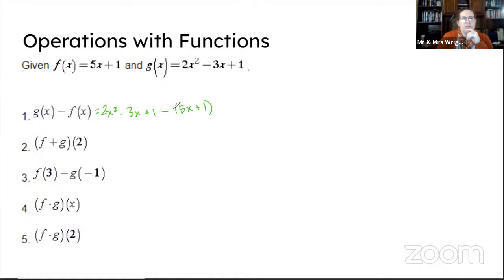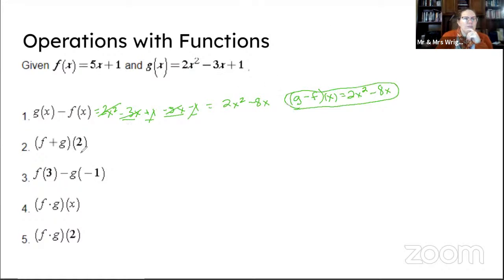Now if I distribute that negative, what's going to happen? My 5x is going to become negative, and my 1 will become negative. I'm just going to rewrite this, because I don't have much room. It became negative 5x and negative 1. Now this equals 2x squared. Let's combine our like terms: negative 3x and negative 5x is going to be negative 8x, because if you have the same sign, you combine. Then we've got a plus 1 and a negative 1, and those cancel out. So g minus f of x is 2x squared minus 8x. And there you go.